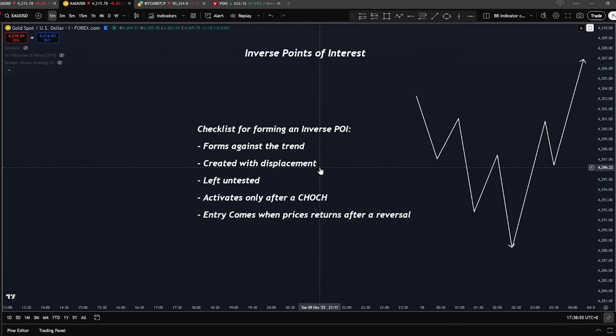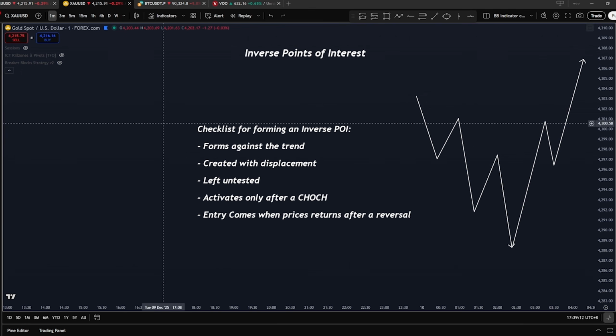Okay? Third thing, left untested. Things like your fair value gaps, your order blocks, your liquidity points. If they haven't been touched before, that means that price has not come back and collected orders from that area.